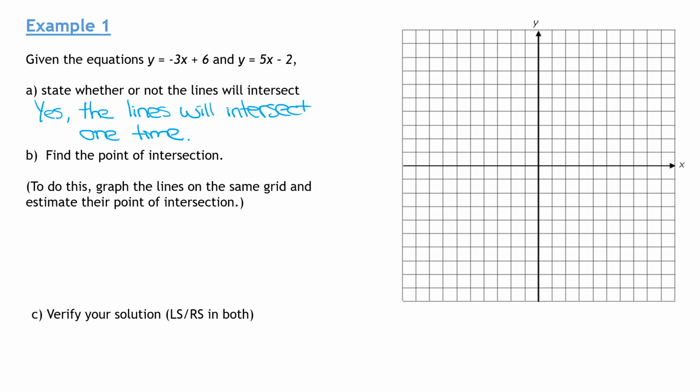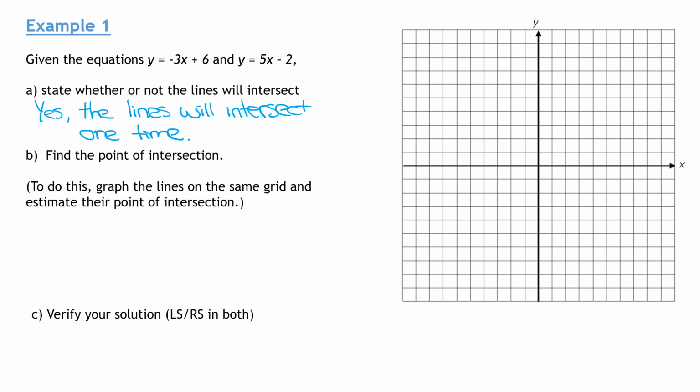Part B, find the point of intersection. To do this, I'm giving you little hints here. To do this, we're going to graph the lines on the same grid over here, and we're going to estimate. So we're just going to graph them, and then we're going to look to see if we can figure out where they cross. So how do we graph these lines? This is a good review here for how to graph lines.